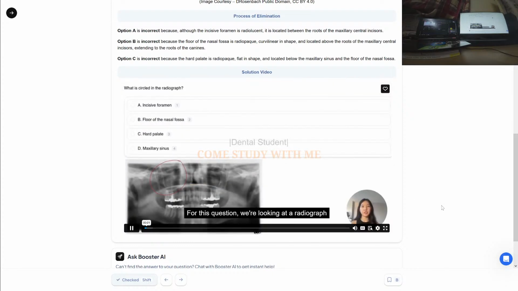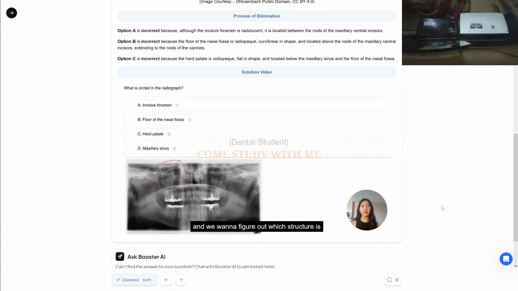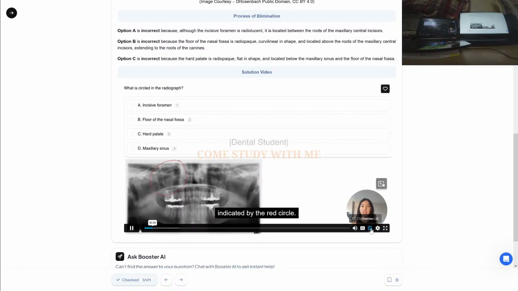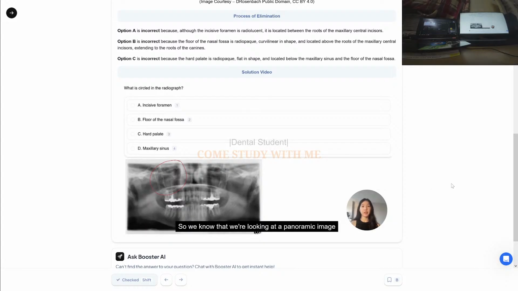For this question, we're looking at a radiograph and we want to figure out which structure is indicated by the red circle. So we know that we're looking at a panoramic image, and the structure within the circle is radiolucent. It's also found in the area above the oral cavity, and we know that it is air-filled because of the radiolucency. We can also see a mirror image on the other side, so we can assume that the structure does present bilaterally. So the correct answer here is the maxillary sinus.